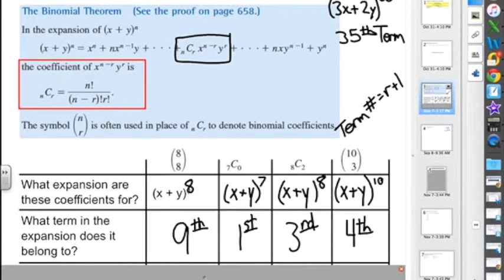Okay. What would r be in this case? It would be 34. Okay? R would equal 34, and your coefficient would be 60 choose 34. Okay? So you have to be real careful with this.